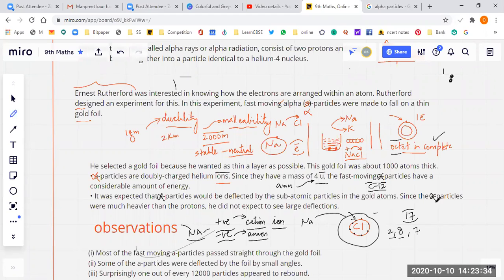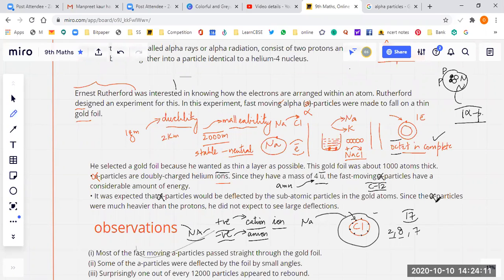One alpha particle means two protons and two neutrons, not electrons. This complete bonding is said to be one alpha particle. So obviously you can say it is approximately 4 times heavier than the proton. He did not expect to see large deflections. So what is this deflection he is talking about?